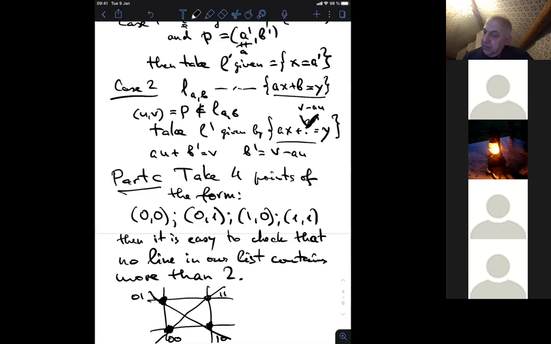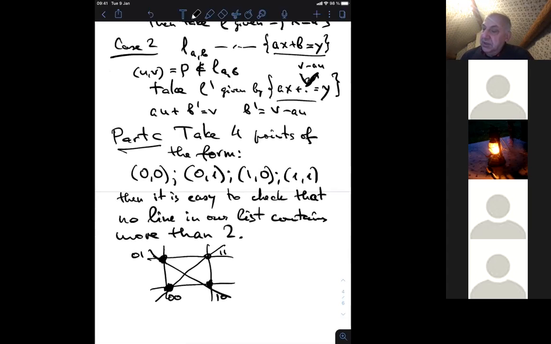And the other way around, if we look at all lines containing (0,1) and (1,0), this is the line of the form x plus y equals 1, and it's unique and it does not contain any other points. So it's a fairly easy, straightforward exercise to check that these 4 points chosen like this satisfy the third axiom which we impose on affine finite planes. Okay, good. Now let me give you an example of how this looks in the case when we have a field of 3 elements.